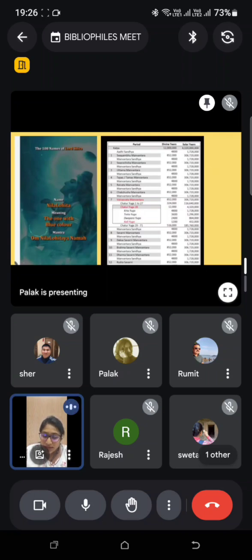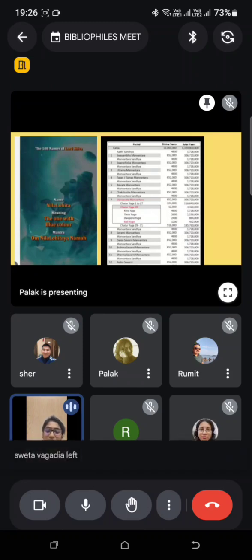They are Marichi, Atri, Angira, Pulastya, Pulaha, Kratu, Bhrigu, Vashishta, Daksh, and Narad. So these were the sons of Brahmaji. Then I'll just read along from where everyone was created.